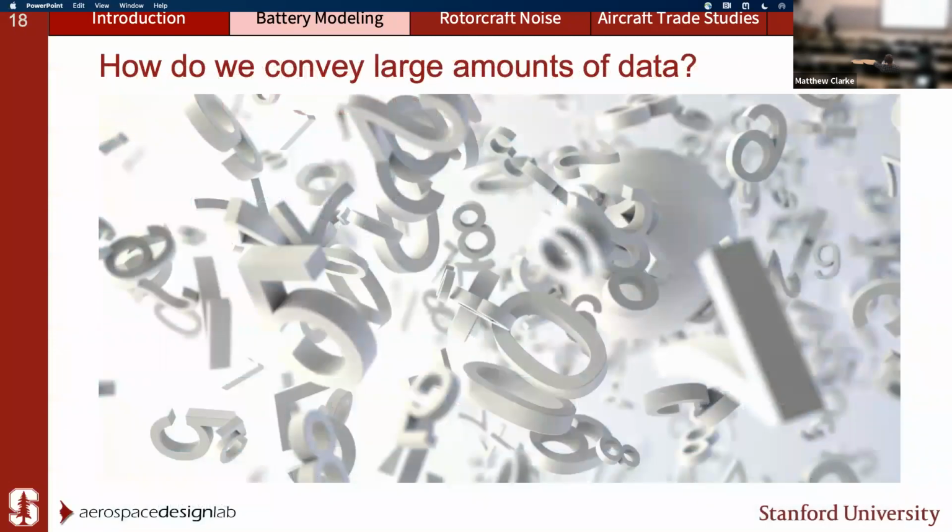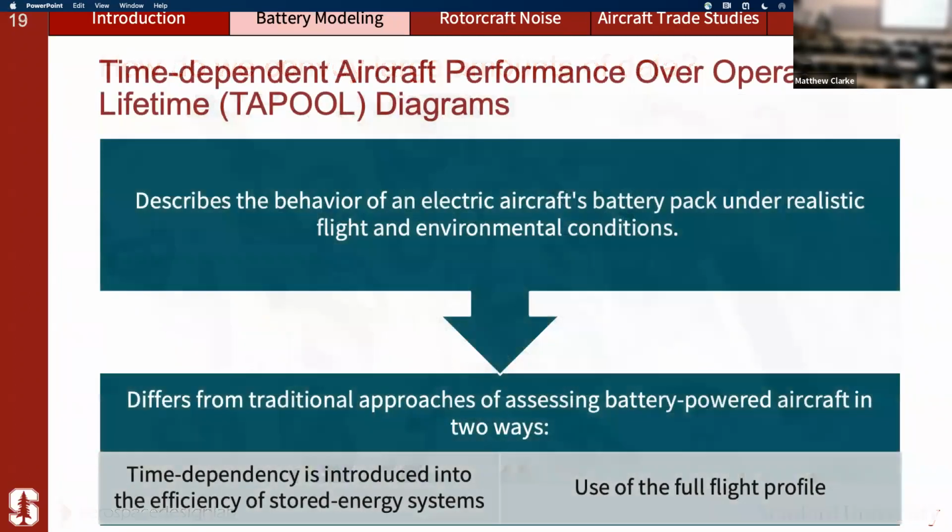But you can imagine how much data you get from 1 flight. Imagine 8 flights per day over an entire year. There's an issue of there being so much data. And that's the reason I came up with this particular diagram called the TAPOOL diagram. This diagram essentially describes the behavior of an electric aircraft over its entire life cycle.